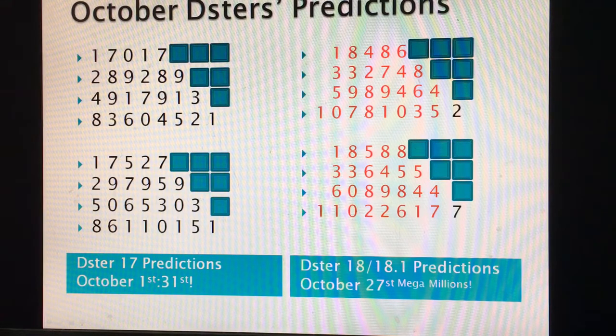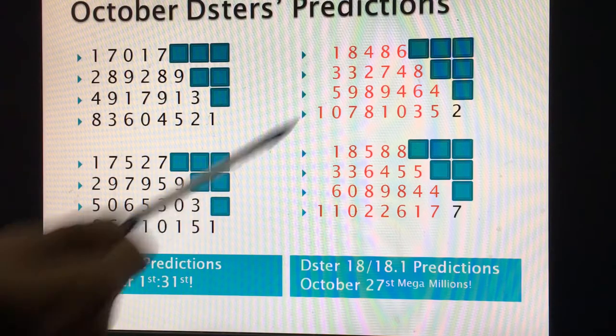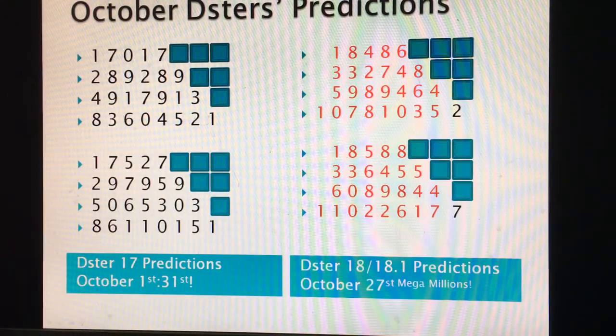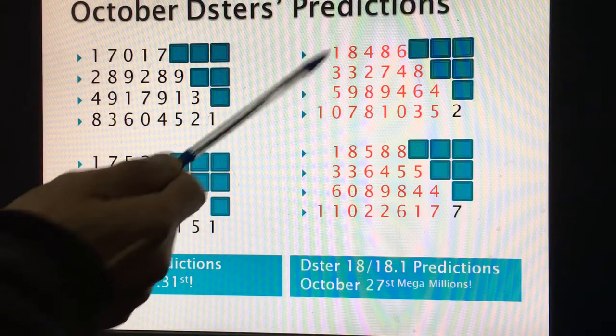And you can do it for November. It's the date times the D-Star. So date times 18 and date times 18.1. So what is the date for Friday? October 27, 1027. So 1027 times 18 will give you 18,486. And when you do that, you multiply it one more time to get the second set.